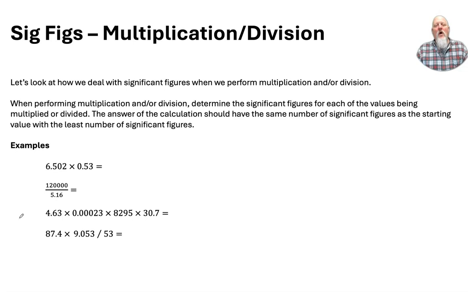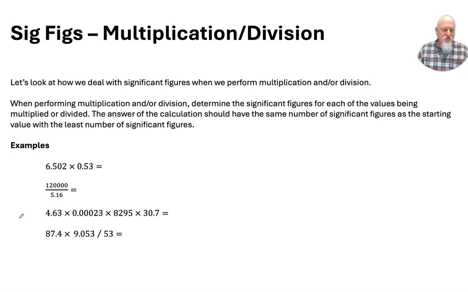So, when we do multiplication and division, what we do is look at the numbers that we start with, the things that we're going to multiply or divide, or some combination of. And we look at those, and whichever one has the least number of significant figures, our answer should have that number of significant figures. If that didn't make sense, let's do a couple of examples and see what I mean.